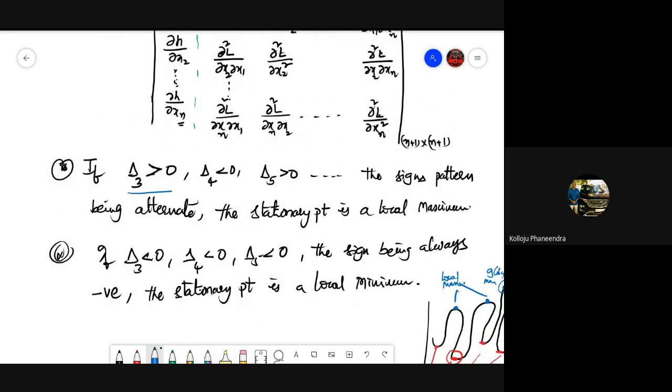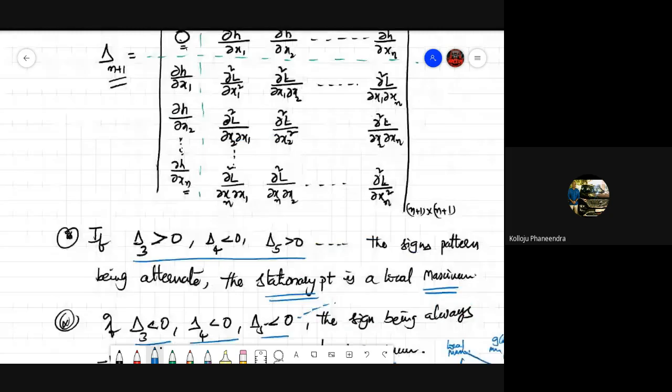If the determinants delta 3, delta 4, delta 5 give an alternating sign pattern, positive, negative, positive, negative, then the stationary point gives a local maximum. If all the principal minors delta 3, delta 4, delta 5 are negative, and so on, then the stationary point gives a local minimum.